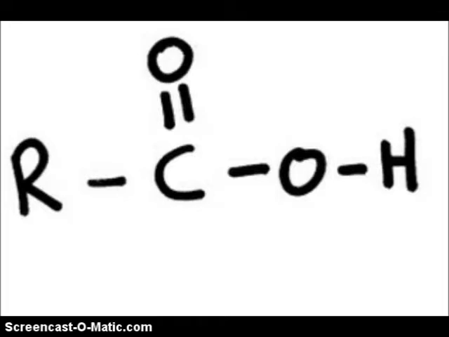Here's an example of a carboxyl group or a carboxylic acid. Please note the carbon, which is double bonded to one oxygen, and then there's a single bond to a second oxygen, which has a hydrogen single bonded to it. Let's take another look at that alanine molecule. This time we'll focus on this side of the molecule, where we have a carbon double bonded to an oxygen, and then we have another oxygen which is bonded to a hydrogen.